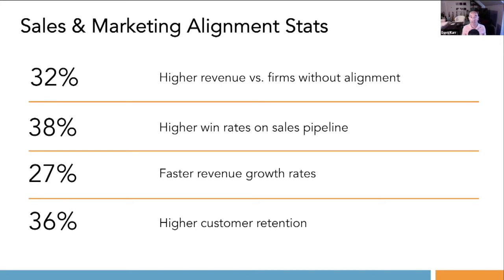So immediately out of the gate, we understand that there's a massive financial impact of bringing those teams together, especially in the new environment. You also see 38% higher win rates on your sales pipeline when sales and marketing are collaborating and working collectively to drive sales. Much faster growth, so 27% faster revenue growth for firms with really good alignment. And then finally, the customer retention. So 36% higher customer retention when you have sales and marketing aligned.